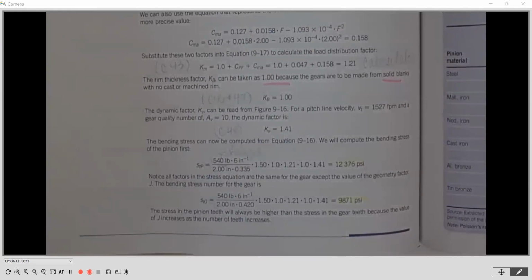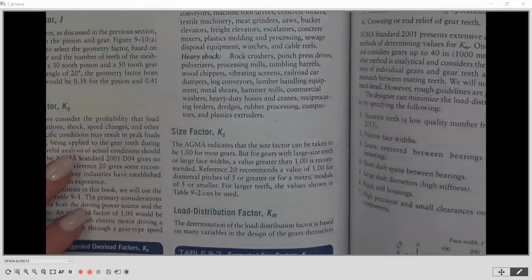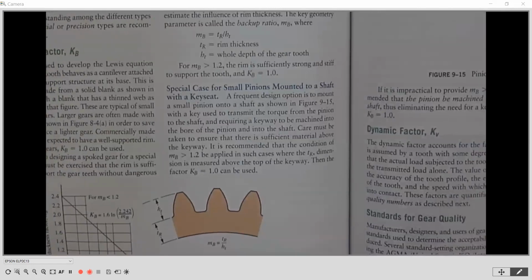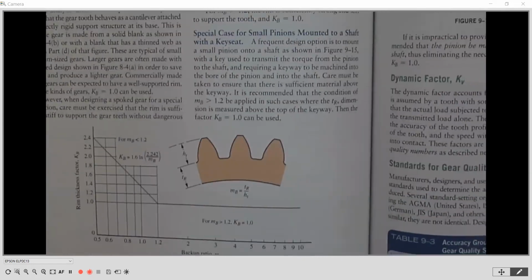Oops, I've got some other things filled in here. Are we ever going to have to use that? If you have a spoked gear, yeah. Then you would have to go to the chart. On that chart, it has the KB for each case. Oh, never mind. Missed it. Okay, all right.